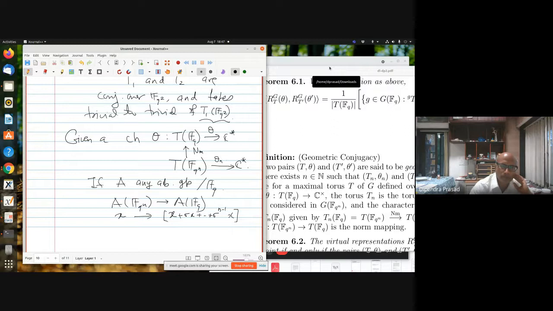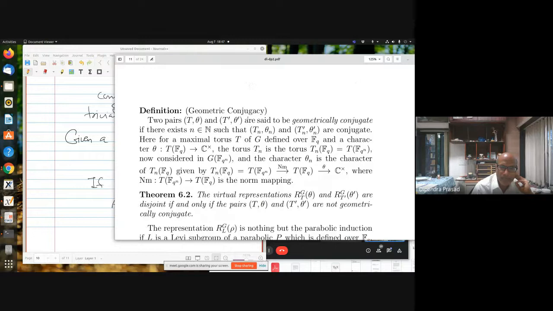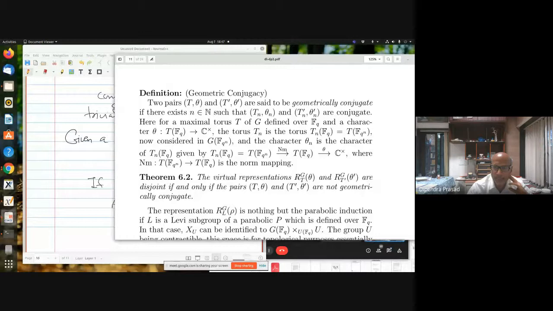So there is this geometric conjugacy of these pairs. And then there is this theorem which says that the virtual representations R_T,θ and R_T',θ' are disjoint if and only if the pairs are not geometrically conjugate. One says that two representations are disjoint if they have no irreducible representation in common.